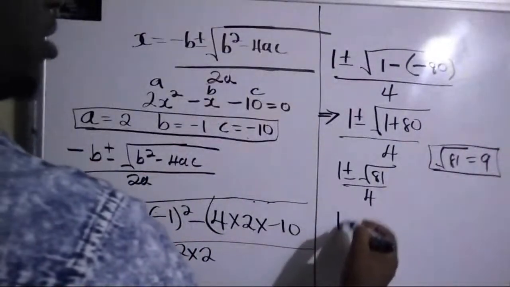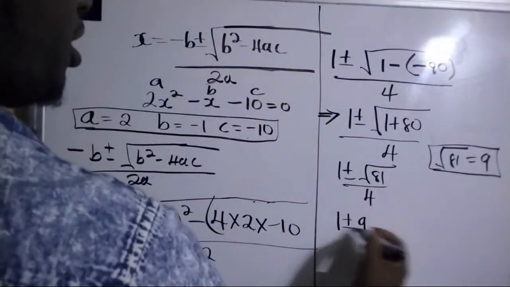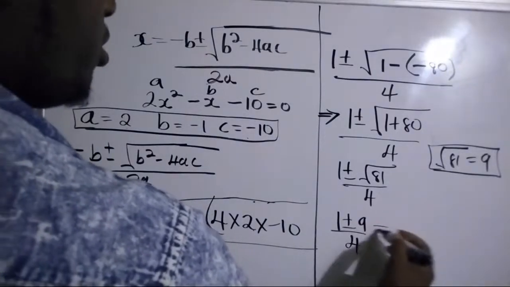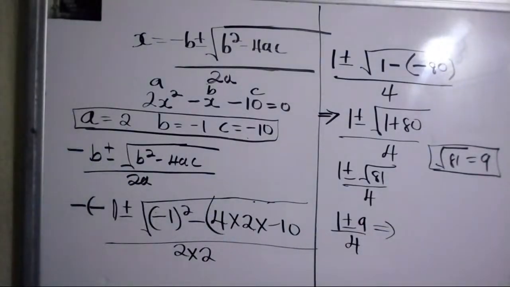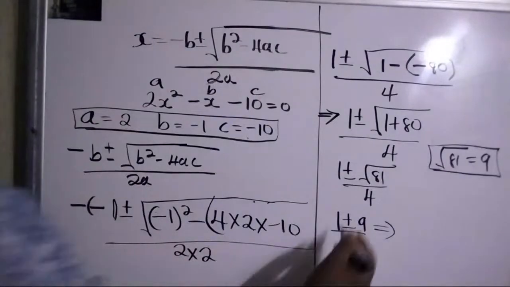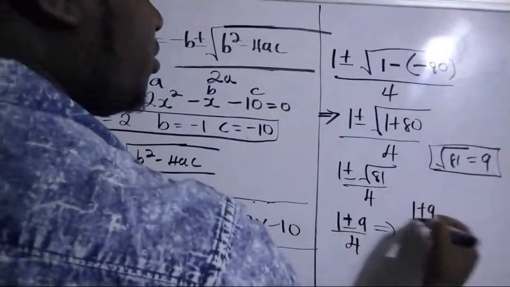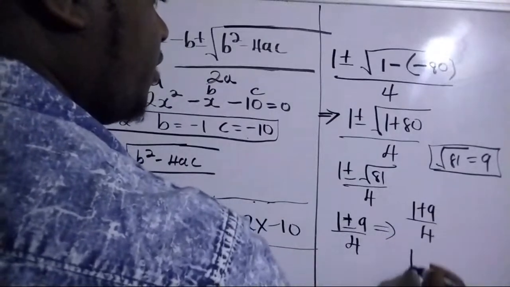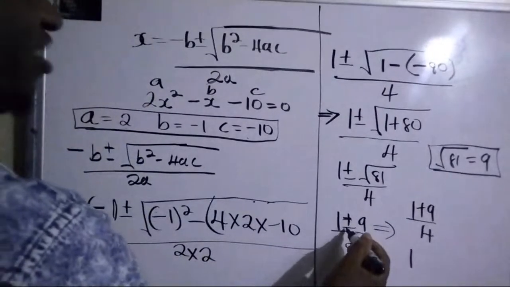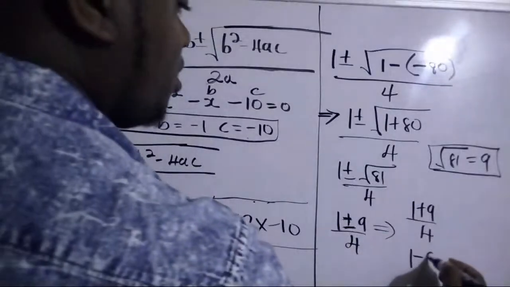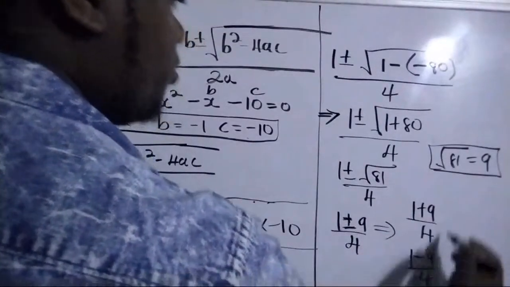So we have 1 plus or minus 9 over 4. And this is where it gets a little bit tricky now. So we're going to get two solutions. We're going to take the plus first, so it's going to be 1 plus 9 over 4. And the final solution, 1 minus 9 over 4. And we just simplify it.